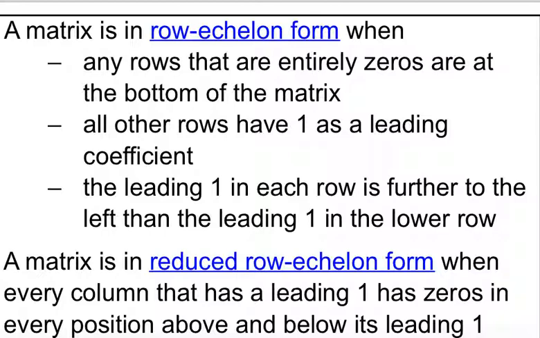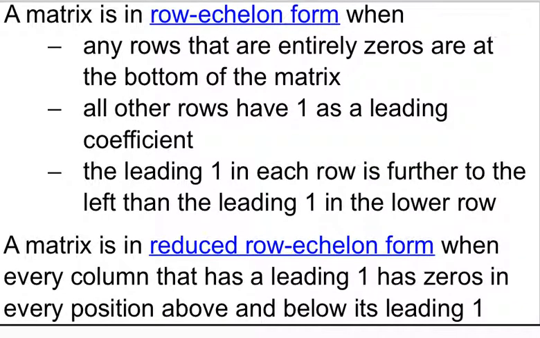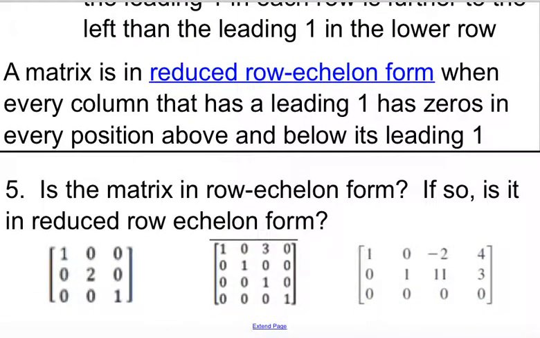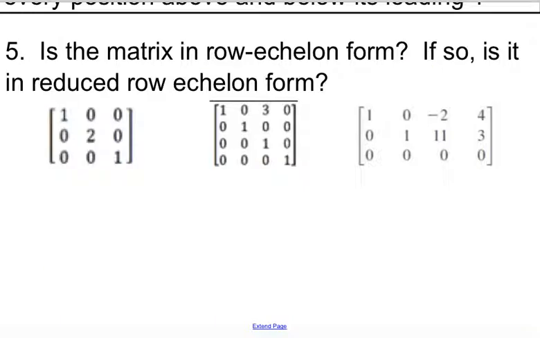Another key term that you probably talked about in Algebra 2 is row echelon form. There are some criteria for being in row echelon form. Any rows that are entirely zeros are at the bottom of the matrix. All other rows have 1 as their first coefficient. And the leading coefficient 1 in each row is further to the left than the leading 1 in the lower row. That's just row echelon form. Reduced row echelon form is when every column that has a leading 1 has 0 in every position above and below it. So we're going to take a look at these examples and find out, is it in row echelon form, and if so, is it in reduced row echelon form?